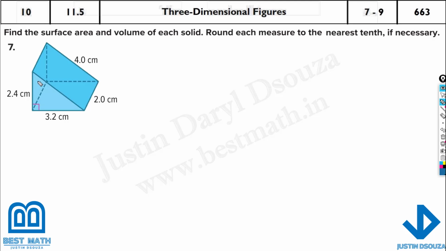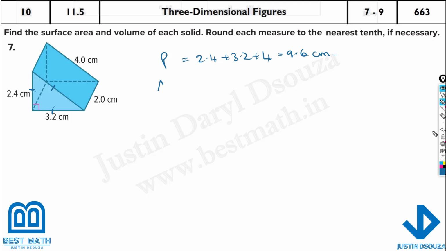Now remember the perimeter, the P. Perimeter is not of the square or rectangle, it's of the triangle here. So let's find the perimeter of this triangle. This side, this side. What about this hypotenuse? It's given over here, 4. So you just add it up. 2.4 plus 3.2 plus 4. That's the answer. It's 9.6 centimeters.